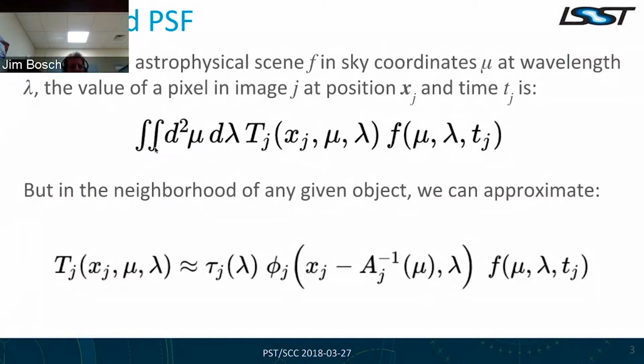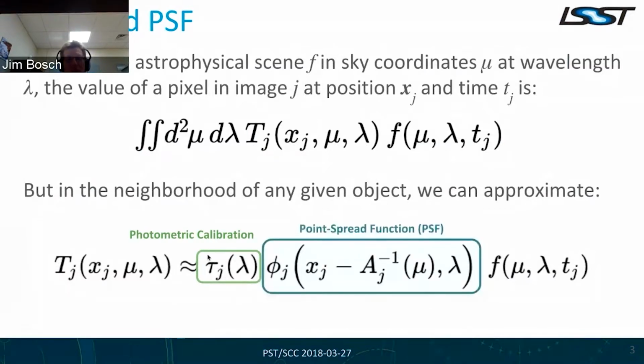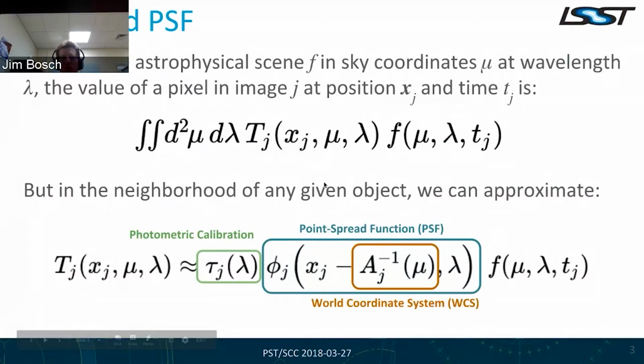And one of the fundamental assumptions of doing this kind of astronomy is that in the neighborhood of any given object, we make this approximation. We say that the transfer function is some photometric calibration term, this tau, which we're basically going to ignore from here on out, that is constant over this object, that you have this point spread function. In other words, that this thing acts like a convolution on the true scene. Oops, I realized I left in the true scene term over here, even though it's not part of T. Sorry about that. And then this A term, which is what I'm calling the world coordinate system, the WCS.